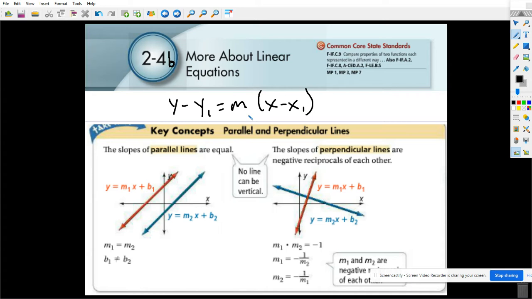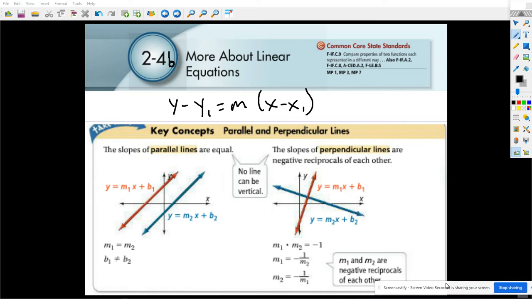And last class, we had a couple of problems where m was flat out given to us. It said m equals, and then we had a couple of problems where we were given 2 points and we had to find the slope first. Well, now we're going to give you the slope in terms of knowing that parallel lines have the same slope and perpendicular lines have what are called opposite reciprocal slopes.